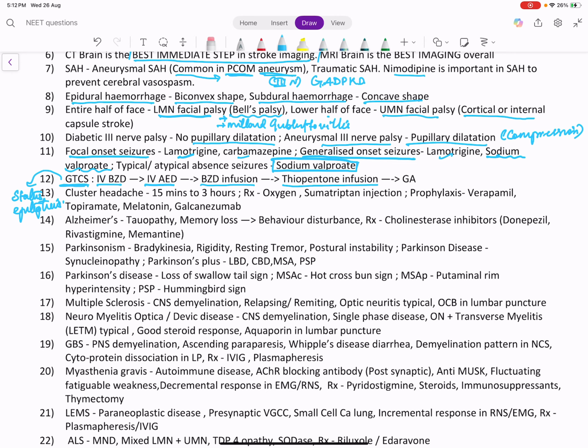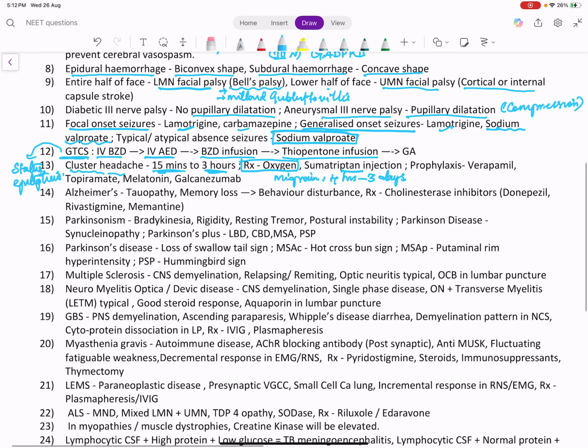About headaches, one important type of headache is cluster headache. It lasts for 15 minutes to 3 hours. Timing is important because in migraine, the time duration is 4 hours to 3 days. In cluster headache, it is 15 minutes to 3 hours. Treatment is oxygen, sumatriptan injection. Prophylaxis by verapamil, topiramate, melatonin and galcanezumab, which is a monoclonal antibody against calcitonin gene-related peptide.